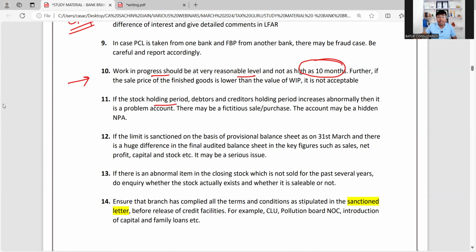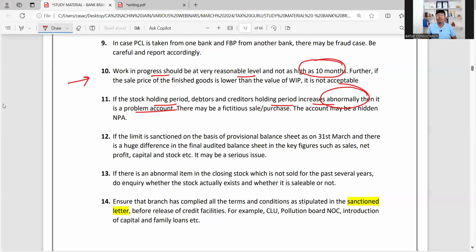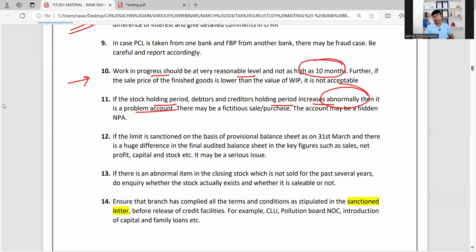If the stock holding period or debtor creditor holding period increases abnormally, then it is a problem. ओके, सपोज पहले जो मेरा डेटर और क्रेडिटर और सब कुछ चल रहा है वो सब कुछ नॉर्मल चल रहा है. During the last 3 months there is an increase in the debtors, there is an increase in the stock, there is a decrease in the creditors. Okay, that means there are abnormal transactions. In that case the same will be classified as an NPA. So this is my suggestion to you.